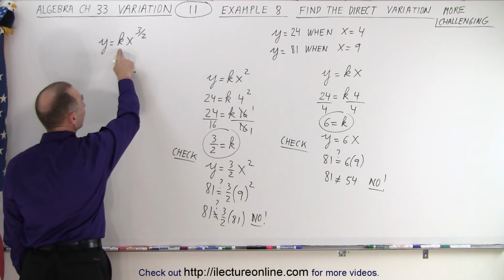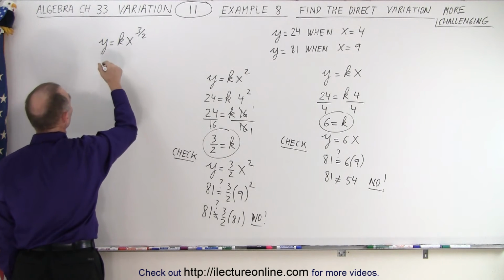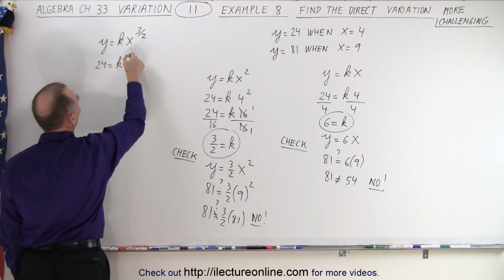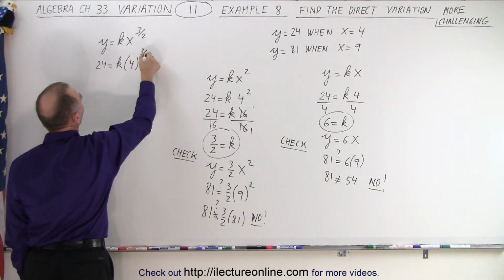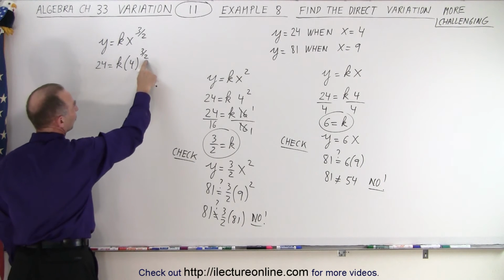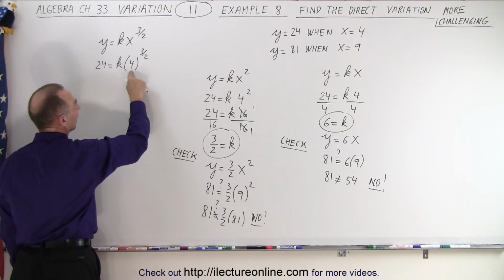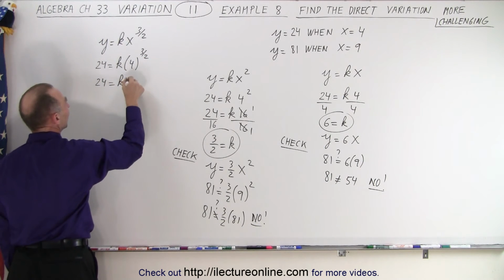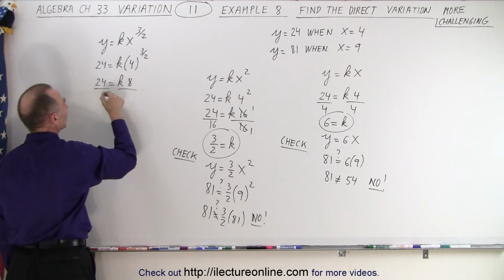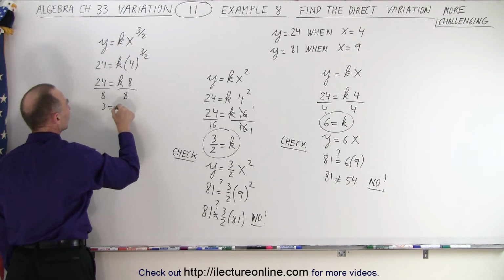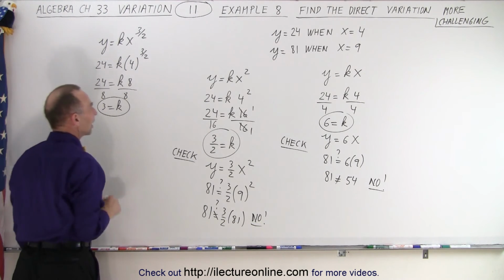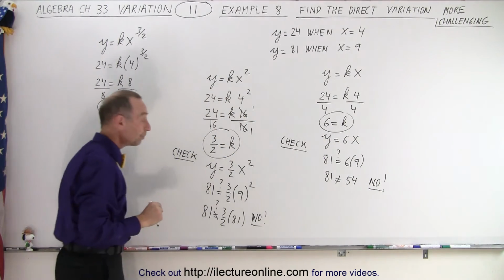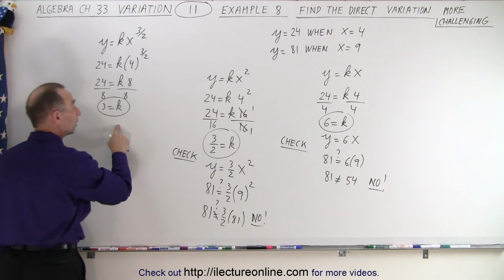Again, we're going to find k by plugging in the values 24 and 4. So 24 is equal to k times x, which is 4 to the 3/2 power. So on the right side, we first take the square root of 4, which is 2, and then we cube it, which is 8. So we have 24 is equal to k times 8. Divide both sides by 8, and we get 3 is equal to k. So now we have a new value for k. Notice that the value is in between these two values. Now let's plug that into the equation.